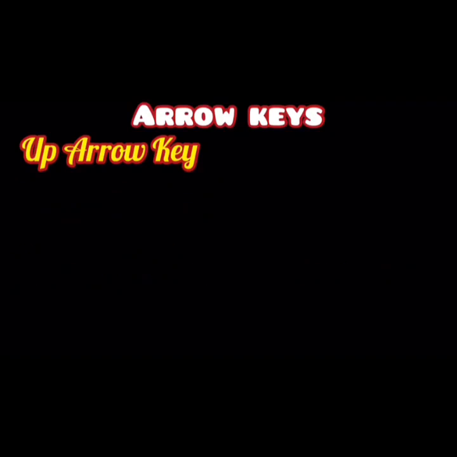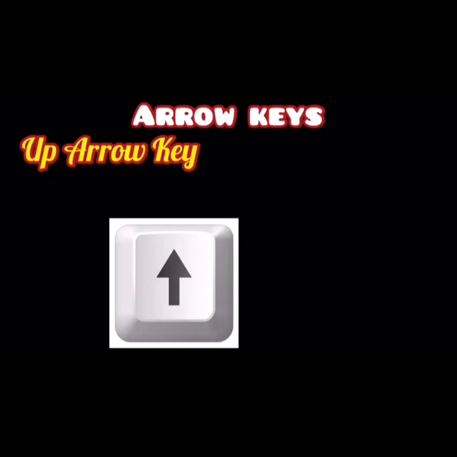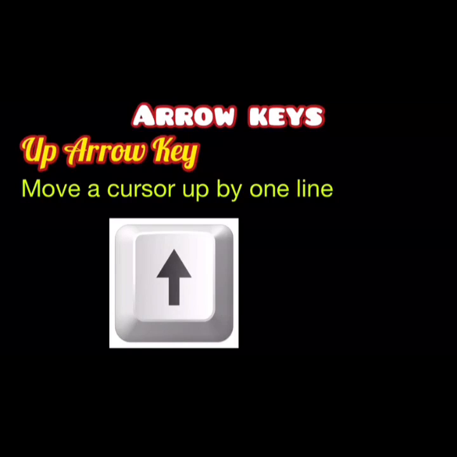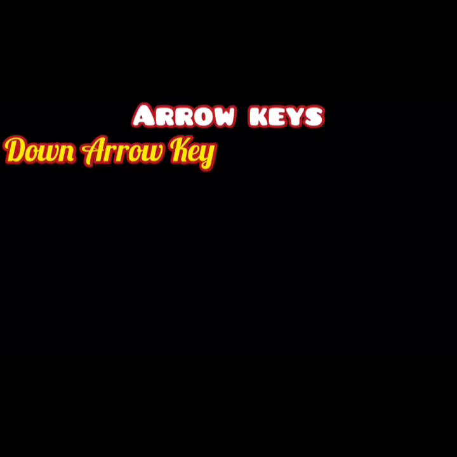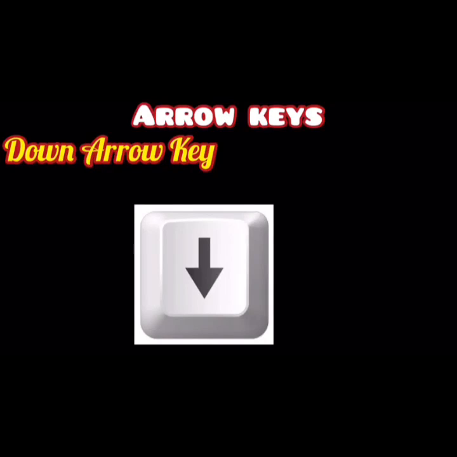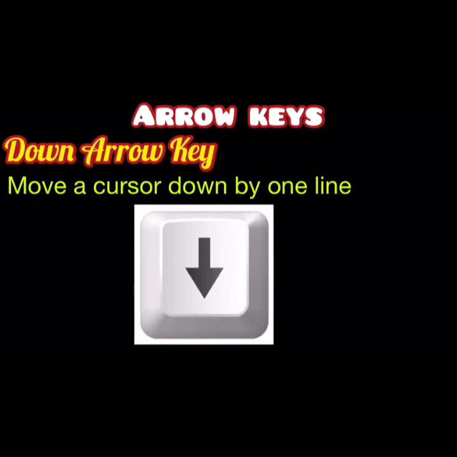So now we will see what are the types of arrow keys. First one is up arrow key, and this is a picture of up arrow key. Up arrow key means it will move the cursor up by one line. If I am typing more than one line in a computer, then if I want to move up from the second line, I will use this up arrow key. Next one is down arrow key. This is a picture of down arrow key. It will move the cursor down by one line. Now I want to come to a second line. I will use this down arrow key.